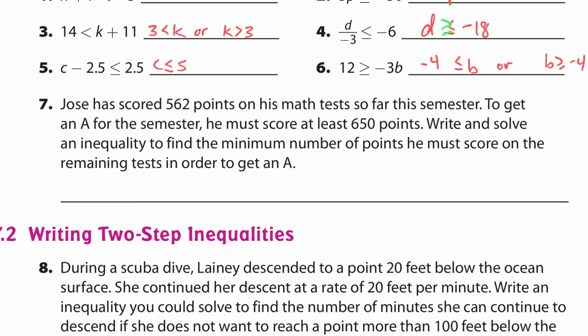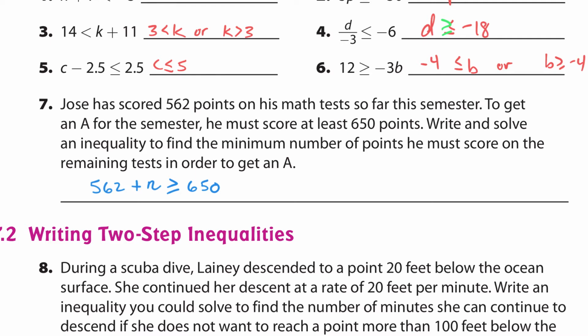I'll write this in blue. He's scored 562 so far. And then he has to score some amount. I don't know. Let's call it n. Don't know yet. And that sum has to be at least 650. So that means it has to be greater than 650, but it also could be equal to 650. And there you go. There is the inequality that we're going to use to solve this.